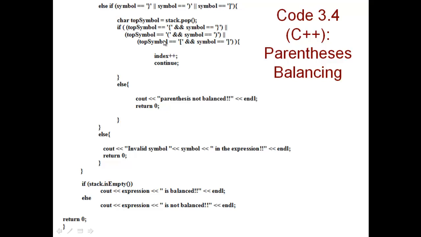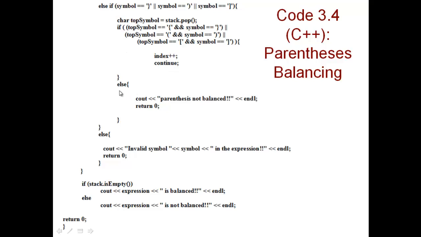If top symbol is this parenthesis, then the symbol currently being looked at should also be the corresponding closing one. Then if the top of the stack is a square bracket like this, then the symbol that I'm currently looking at should also be a closing square bracket like this. So it should be matching. If any of these three conditions is true, then we are okay, so we can continue with the rest of the string. So I do index plus plus and continue reading the next symbol.